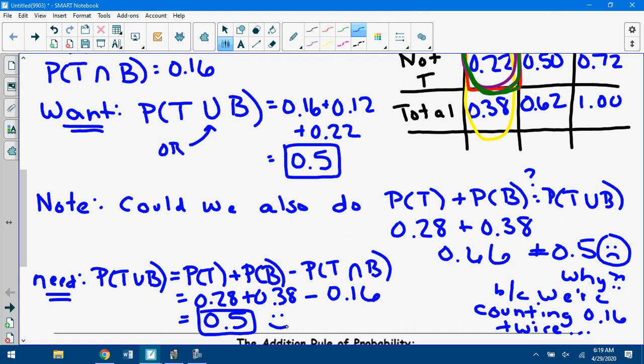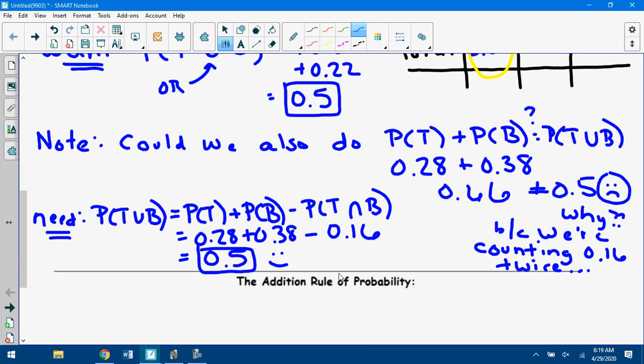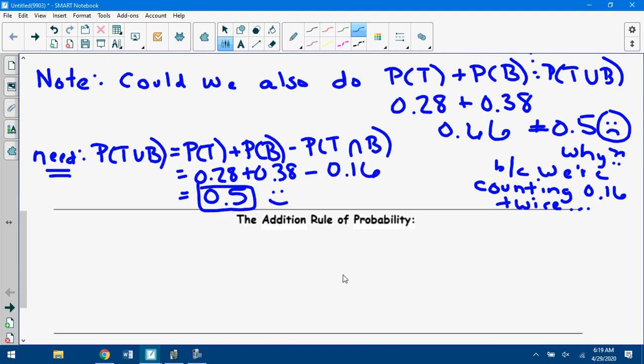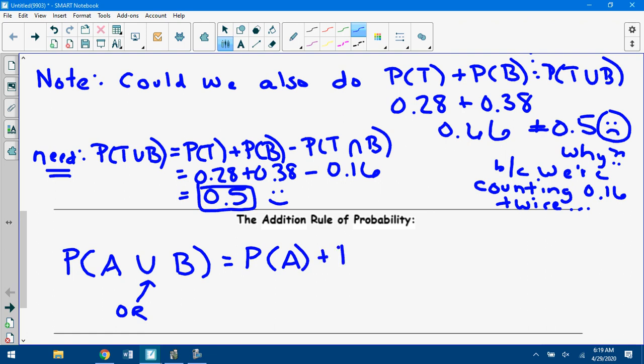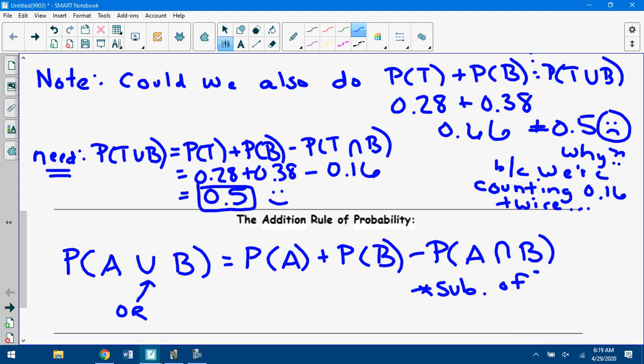Okay, so that last rule I just did is called the addition rule of probability. If you want to find an OR, probability of A or B, you can add them, probability of A plus probability of B, but make sure you subtract off the overlap, probability of A and B. So subtract off the overlap, because we don't want to count it twice.